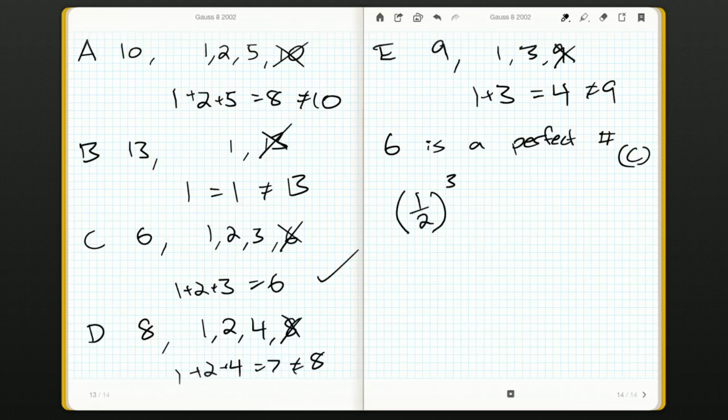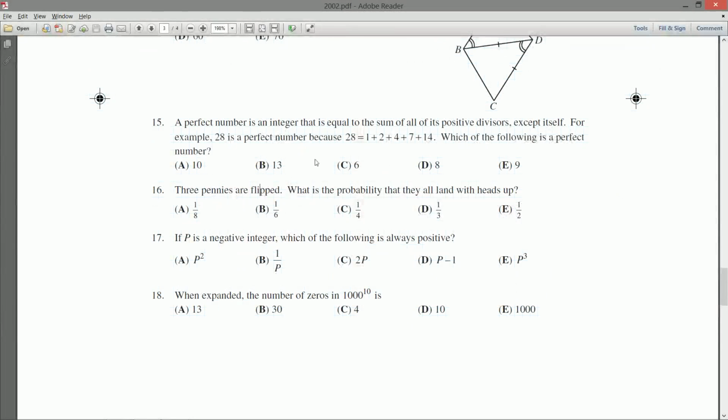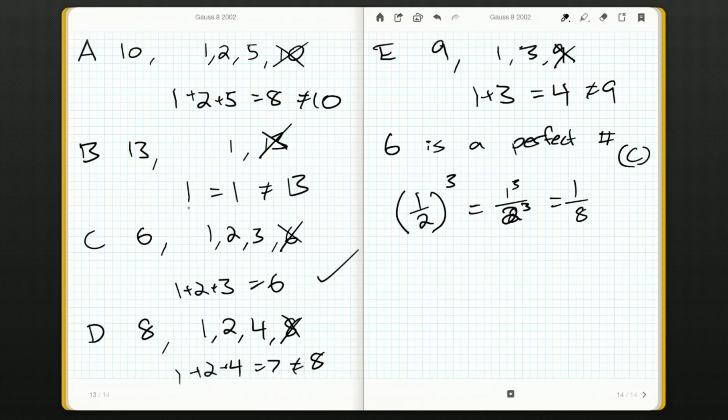We've got 3 of them. We want 3 heads, so 1/2 to the power of 3. That's going to be 1 to the 3 over 2 to the 3. That's 1 over 8, and I think that was A. Yeah, it's answer A. So that's the really quick way of doing it if you understand this, if you've done probabilities, if you've done flipping coins before. That's the quick way of doing it.